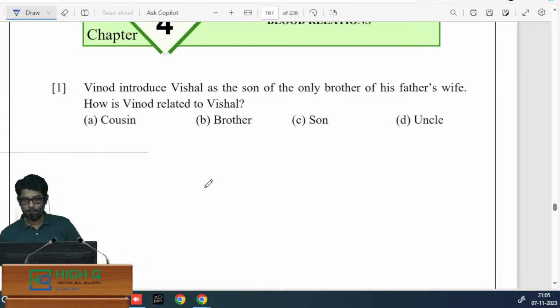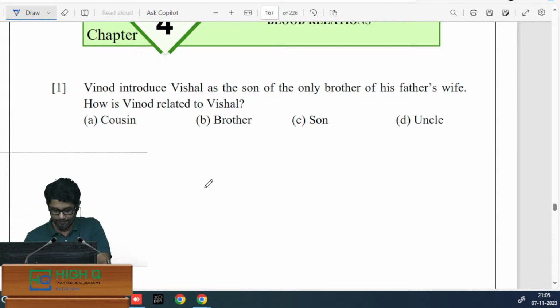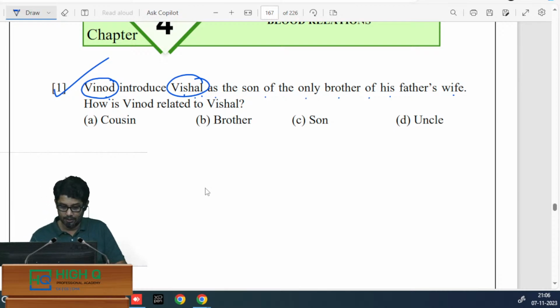Now, first question. Vinod introduced Vishal as the son of the only brother of his father's wife. How is Vinod related to Vishal? Jenny, I don't use plus minus. If you are comfortable with plus minus, go ahead with it. This is what I call conversation type. Vinod introduced Vishal. Who is making the conversation? Who is introducing here? Vinod introduced Vishal. So, how is Vinod related to Vishal? Fine. How I proceed, I'll tell you.